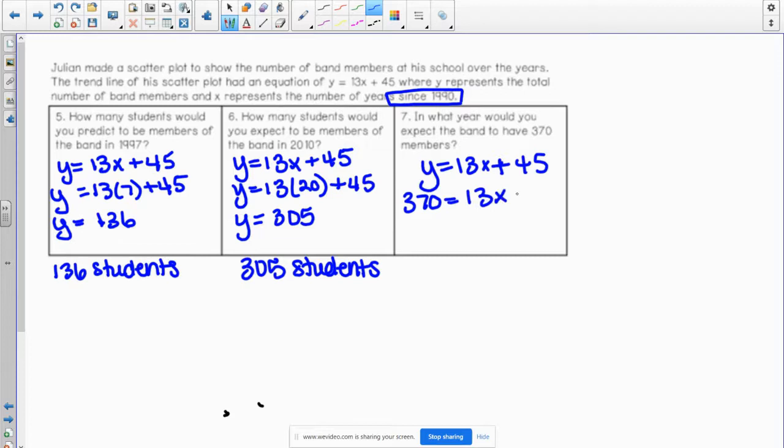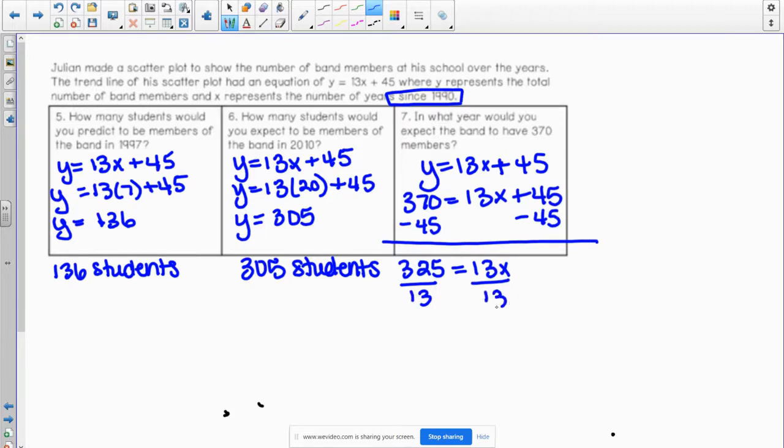So this is going to take a two-step equation, which you can do. So if I want x alone, I'm going to take 45 off of both sides first. So 370 minus 45 is 325 equals 13x. Divide by 13 to get x. And grab your calculator. That should be 25.